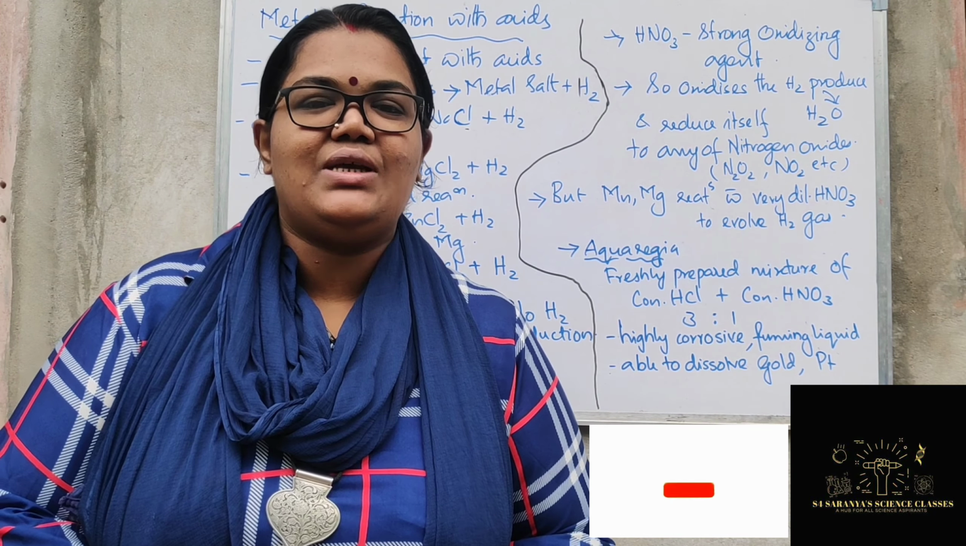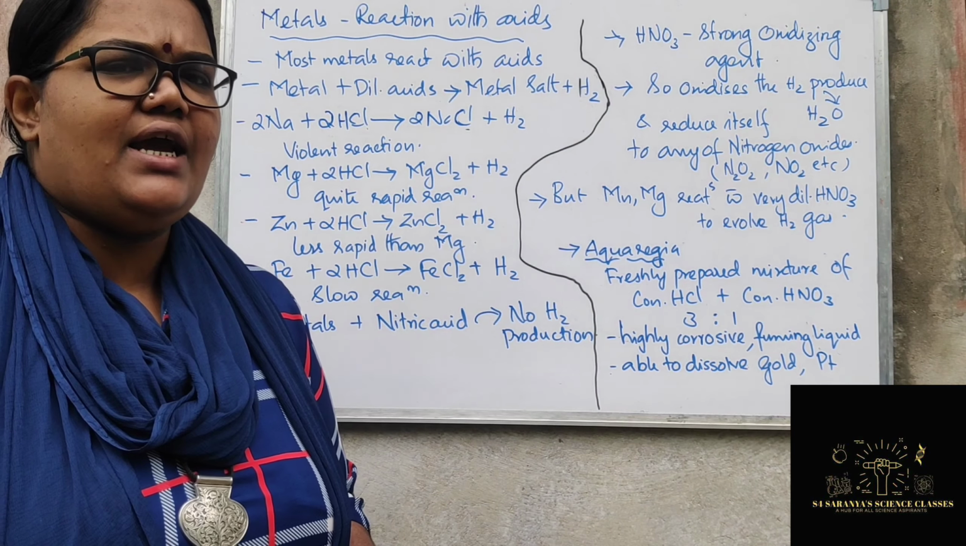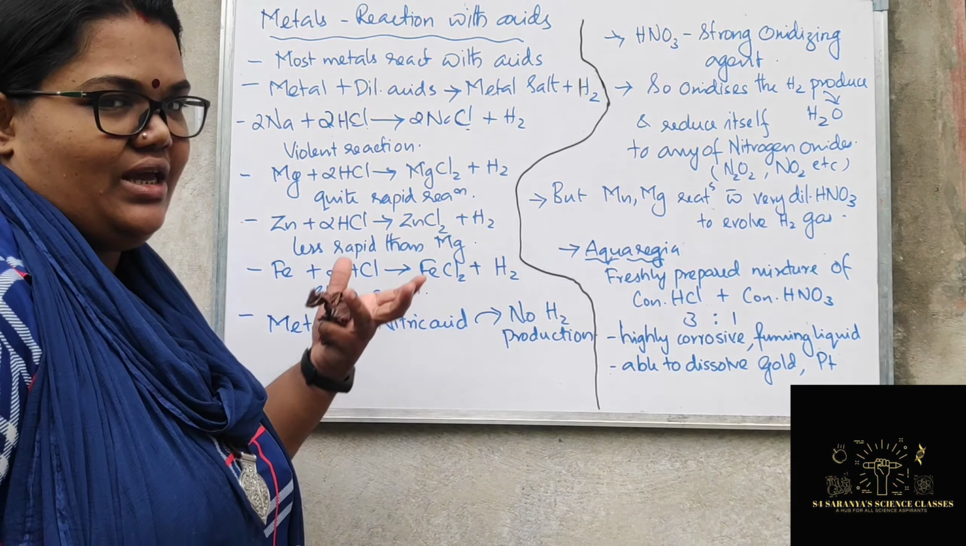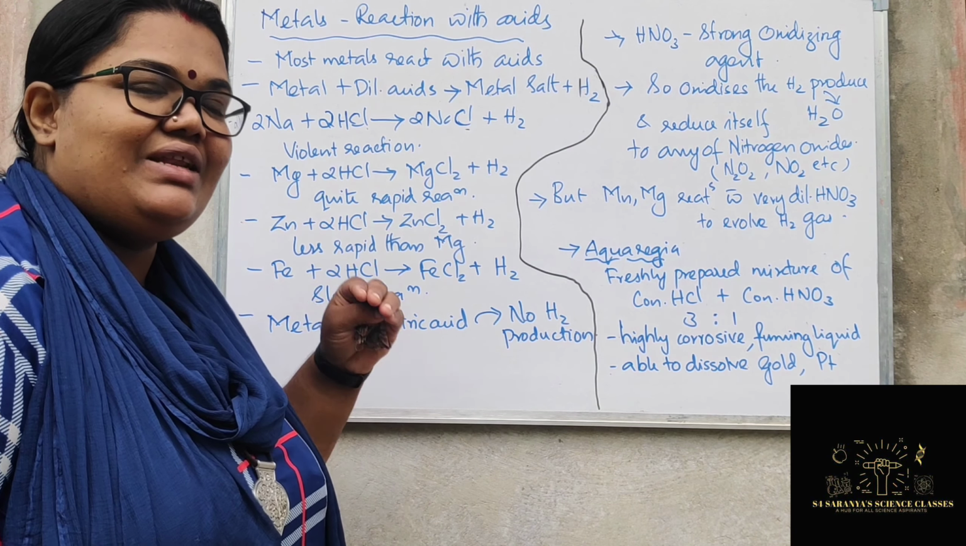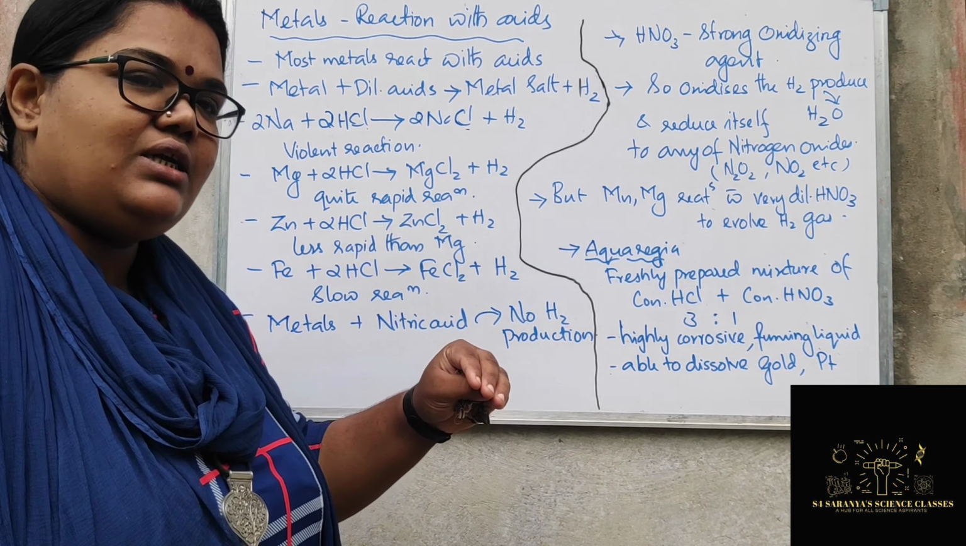So let's start our topic, the reaction of metals with acids. What is the chemical reaction of metals when they react with acids? We have discussed the reaction of metals with oxygen and with water. These two we have already discussed. Now the third topic is how metals react with acids. Almost all metals react with acids. Once a metal reacts with an acid, it will give salt and hydrogen gas.